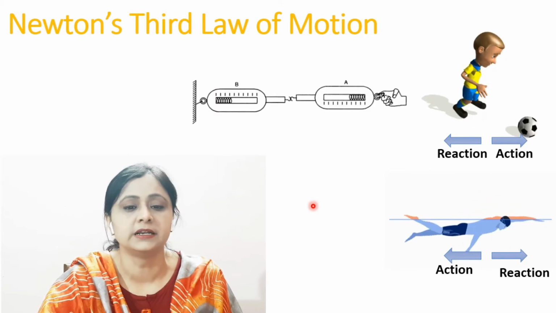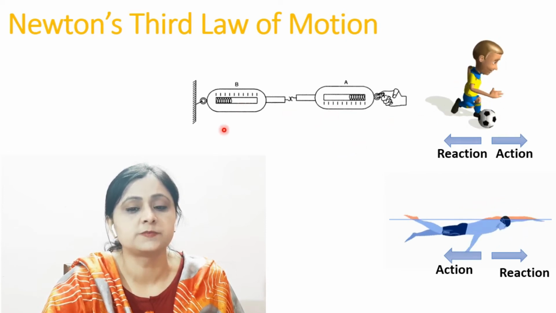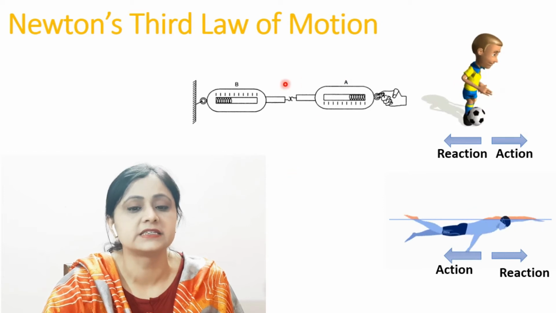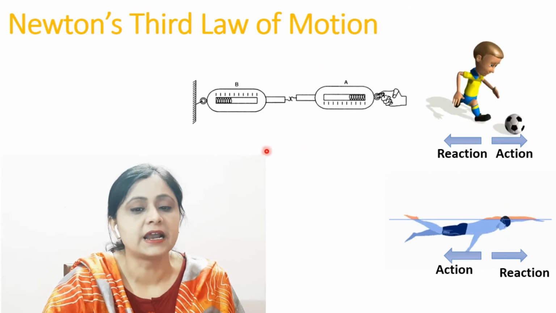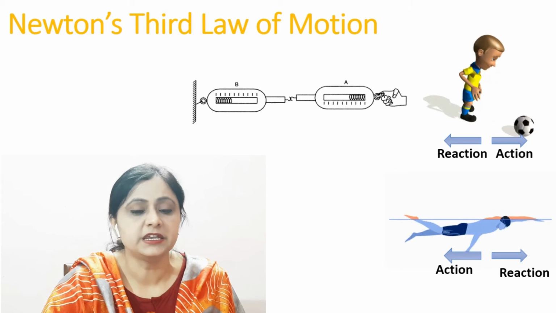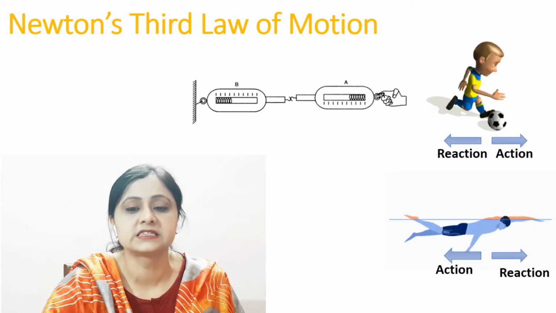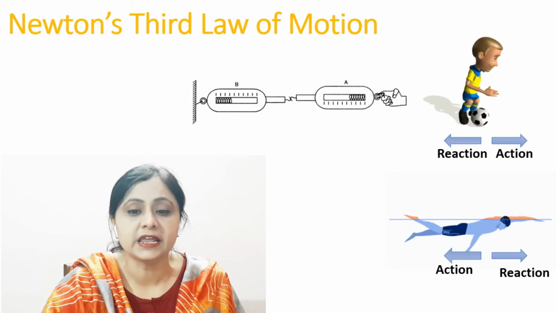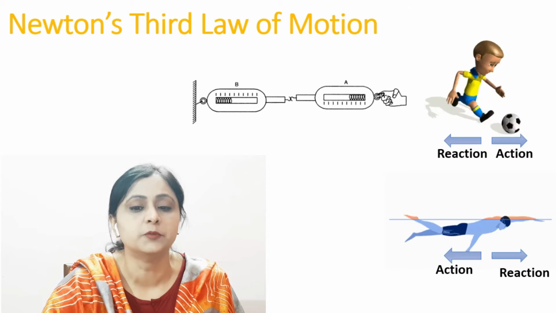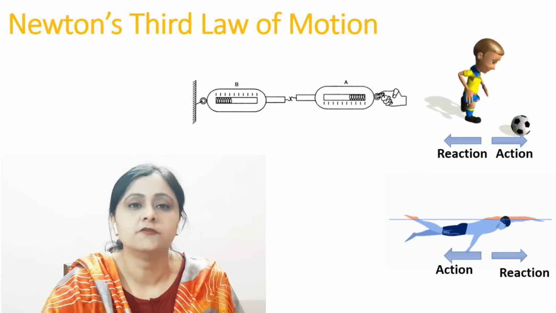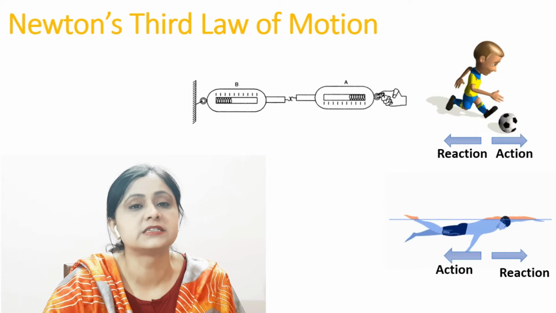Now third example, this figure is also given in NCERT. In this figure, there are two spring balances. This is spring balance A and this is another spring balance B. Both the spring balances are entangled with each other. Spring balance B is connected with the rigid support and spring balance A is stretched by a person. When the person stretches the spring balance, now you have to tell me whether both the spring balances A and B will show the same reading or different reading. Yes, both will show the same reading.